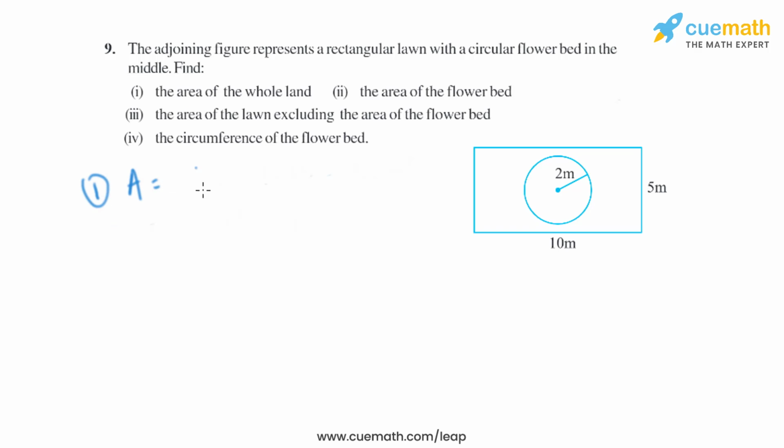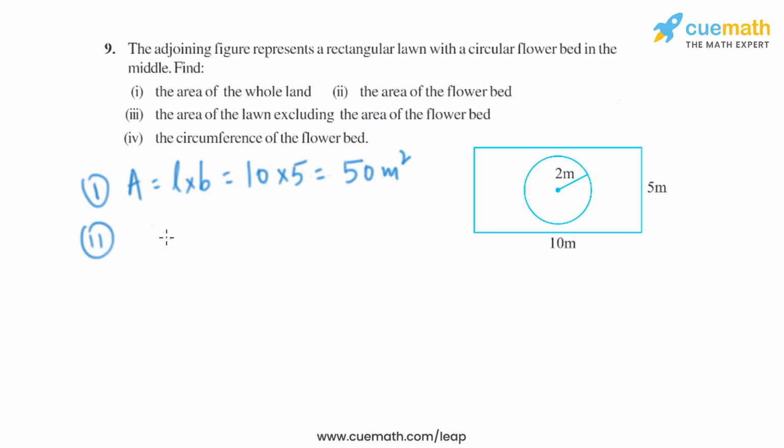As we can see that it is in rectangular shape, so we know the formula to find the area of rectangle, that is L into B. So length is 10 meter and breadth is 5 meter. So it will be 50 square meter. That will be the area of whole land. Now let's move on to the second part.